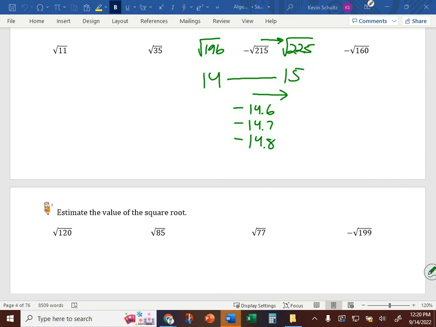Johnny? It could be. It'd be better than 14.1, right? I mean, it's 10 away, so it's not right up against it, but I would accept 14.9 also.